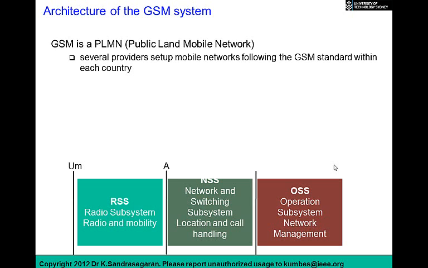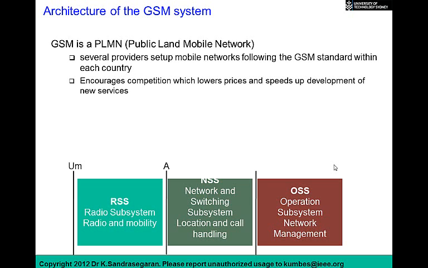So if you look at the GSM network, we can divide it into the mobile subscriber, then you have the radio subsystem or the RSS, then you have the network subsystem, and the OSS, which is the operation subsystem. These are the three main subsystems of a GSM network.